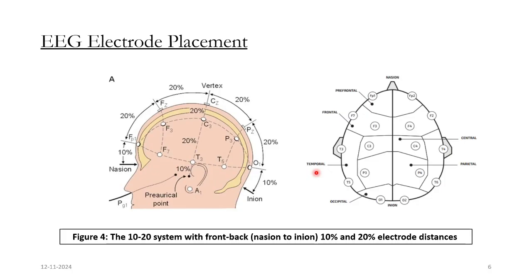The sites of the electrodes are labeled with a combination of a letter and a number. The letters denote the area of the brain, and the numbers denote the lateral positioning. F for frontal, T for temporal, O for occipital, P for parietal, C for central, and Z for midline, that is the zeroth position.